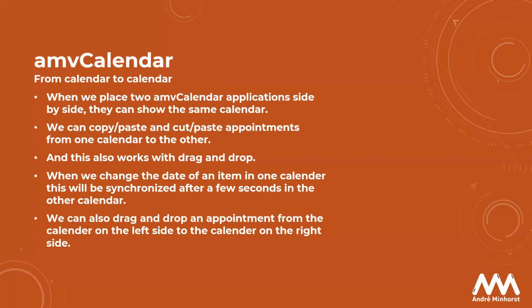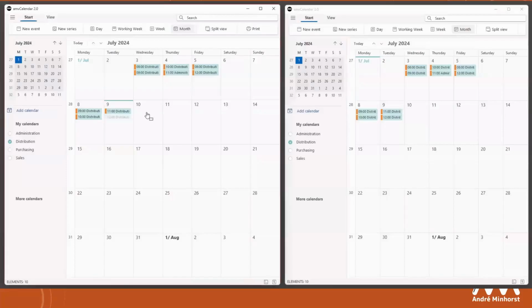in the other calendar. We can also drag and drop an appointment from the calendar on the left side to the calendar on the right side. Here you see two Access windows, both with the same calendar. We can drag and drop from left to right and it will be synchronized. Even if we move appointments inside one calendar, this will be synchronized after a few seconds in the other.